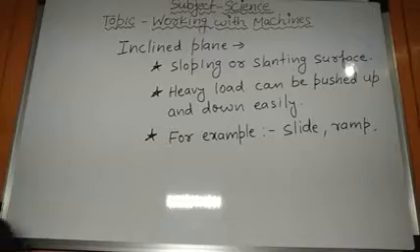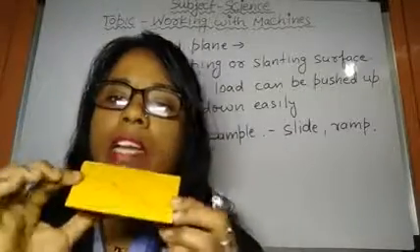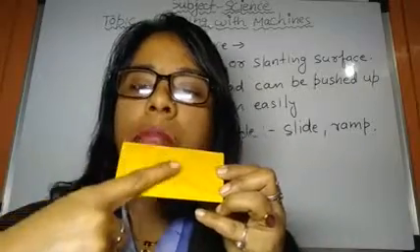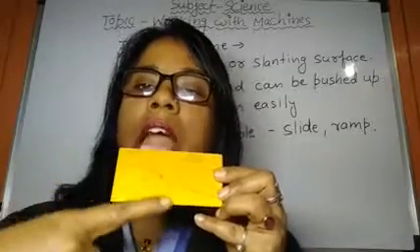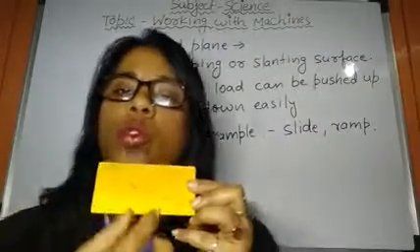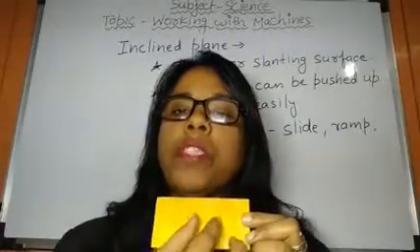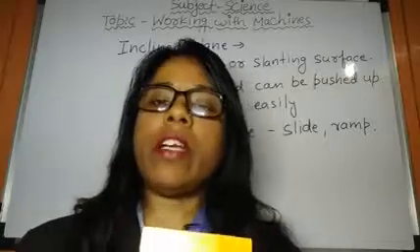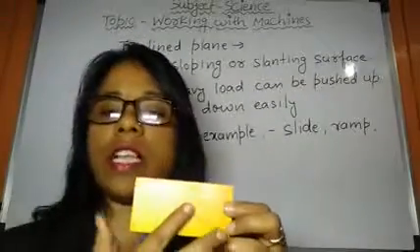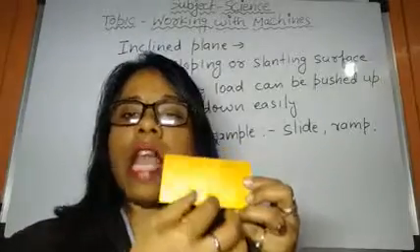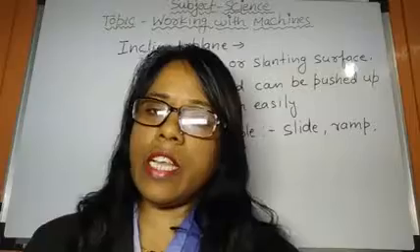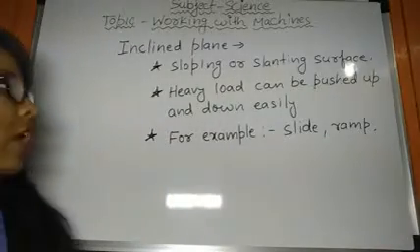An inclined plane has a sloping or slanting surface. You can see this. This is an inclined plane. Sloping or slanting surface is there. This inclined plane is used to move a heavy object up and down easily, because it is slanting, so it will slide very easily. You can push or pull any heavy object very easily.